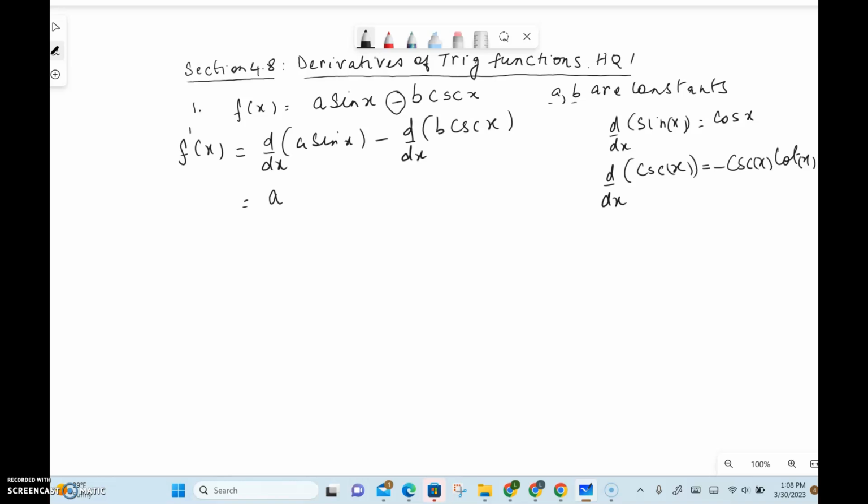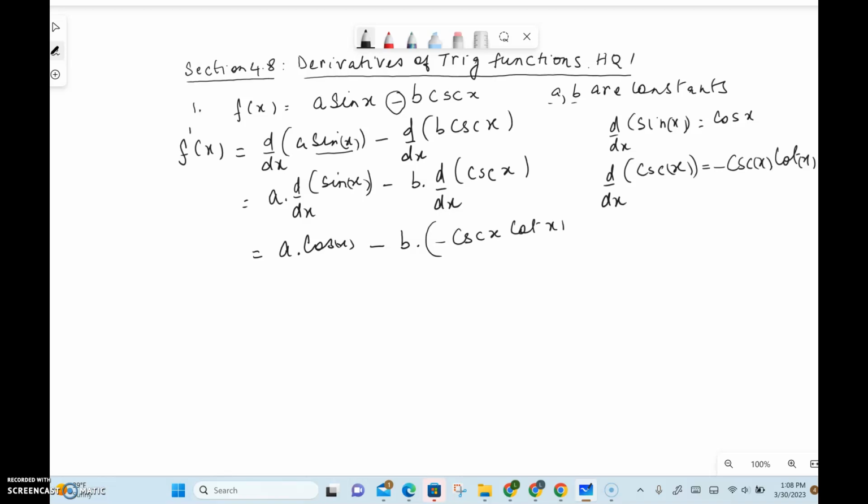So leave the constant alone and differentiate the function of x. So d by dx of sine of x is what we need to do next. I'm just going in steps. Leave the constant alone. Find the derivative of the function of x. So a times d by dx of sine of x is cosine of x. Minus, leave b alone, d by dx of cosecant of x is negative cosecant of x cotangent of x.